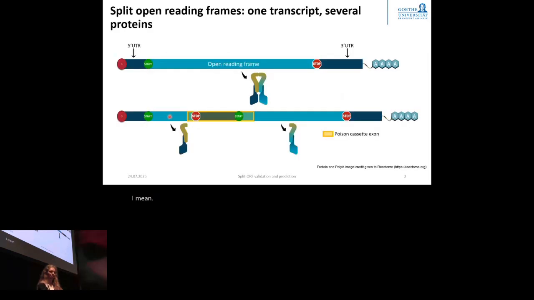Okay, so we were at this point where this transcript with the premature termination codon gets translated, and as we have the two truncated open reading frames, we get two partial proteins. And these split the original full-length protein into pieces. And this phenomenon is termed a split open reading frame.